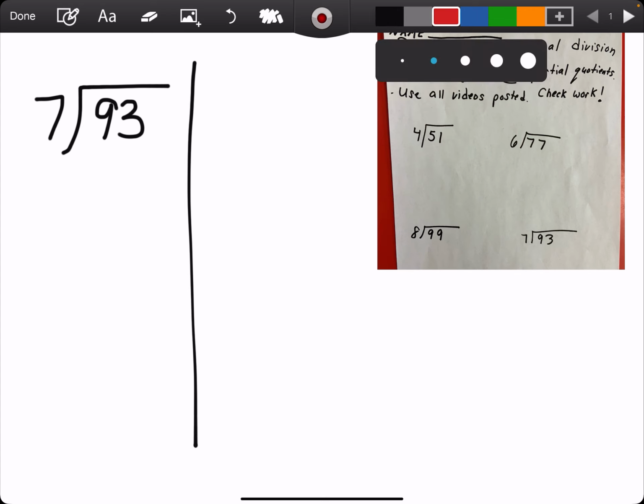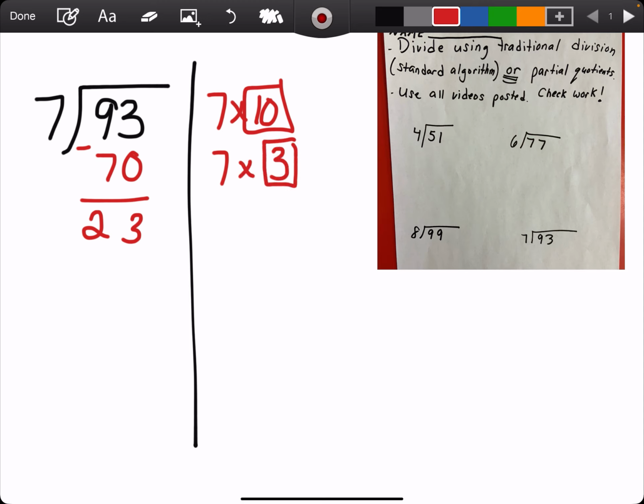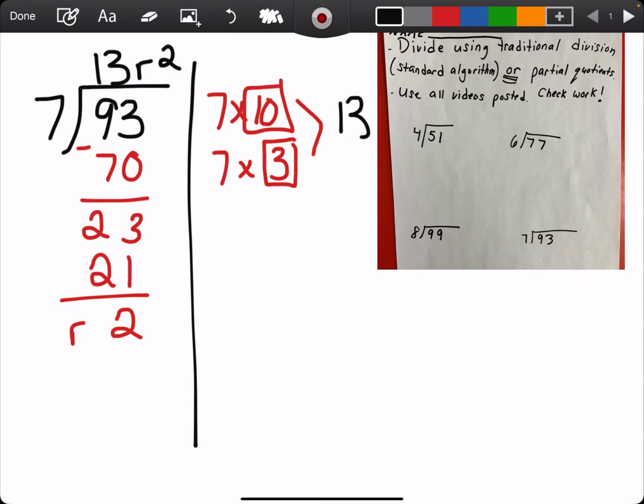Okay? Here, I'm going to say 10. 10 I like. 7 times 10 I know is 70. Let me take out 70 right away. All right, 10, 3, I'm subtracting, good. Ooh, 23. 7 times what gets close to 23 without going over? 3. 7 times 3 is 21. That's 2. 2 is less than 7, so my remainder is 2. Add up my 10 and the 3 is 13. So my answer is 13, remainder 2.